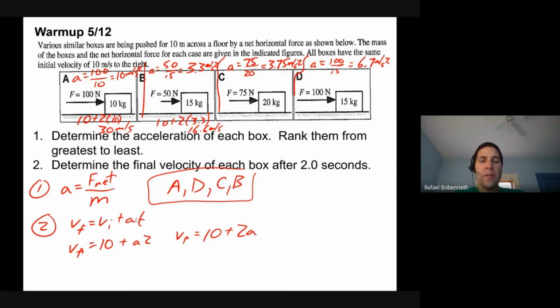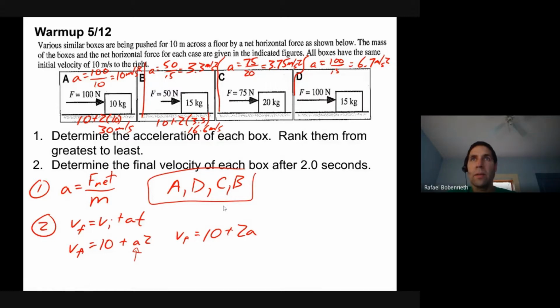For part two, with the final velocity, we go back to kinematics, and the easiest way to do it is to use that equation: final velocity equals initial velocity plus the acceleration times the time. I give you the time in number two, it's 2 seconds. So all you need to do is take that initial velocity, that's 10 meters per second, the time is 2 seconds, and then plug in each individual acceleration for each box to figure out what the final velocity is. I have done that across the bottom there for 2 of them. Let's do the other 2 really quickly here.